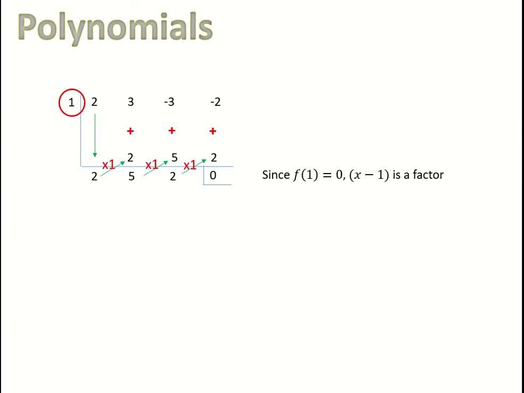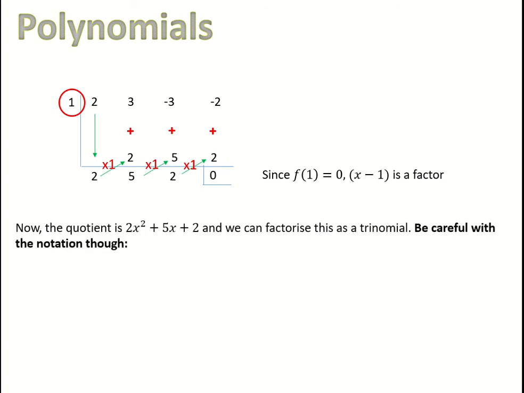It doesn't mean that it's just the one factor. It was a factor of the first one, and then we're left with this. It's also a factor of this, so it's a double factor. It's a repeated root, which is going to be useful later. So the quotient here is 2x squared plus 5x plus 2, and we can factorize this as a trinomial.